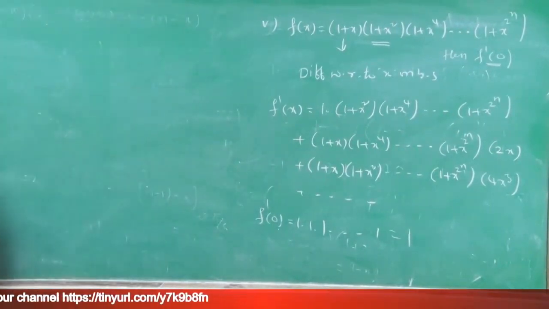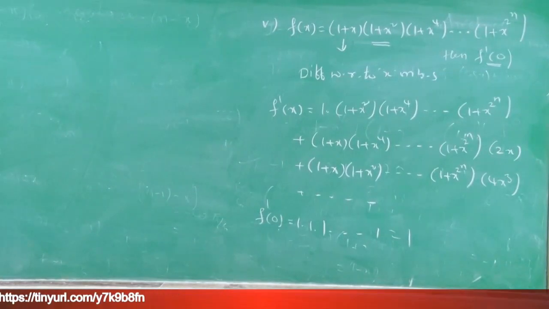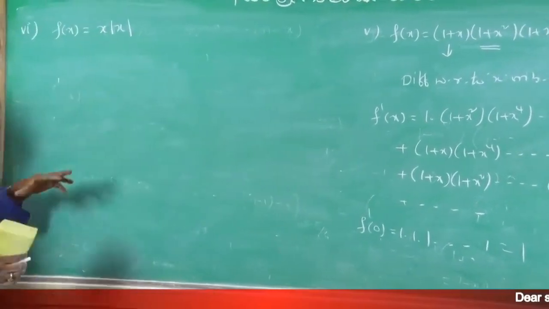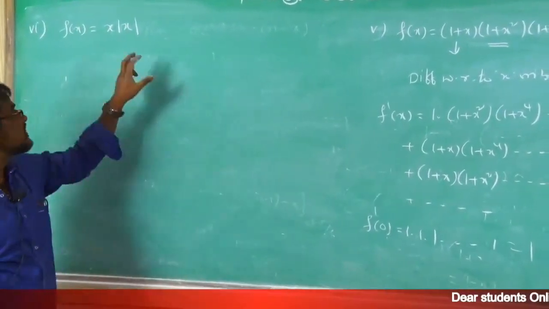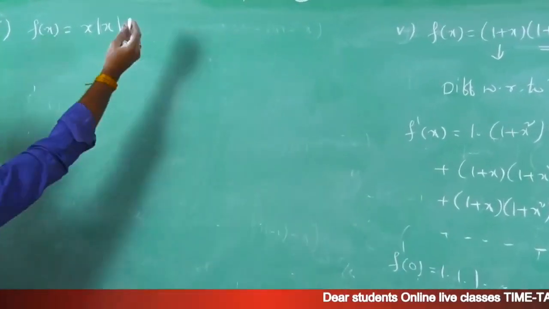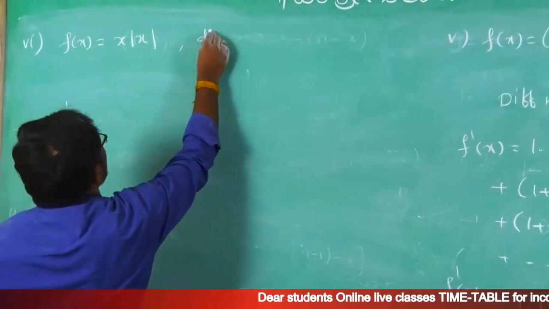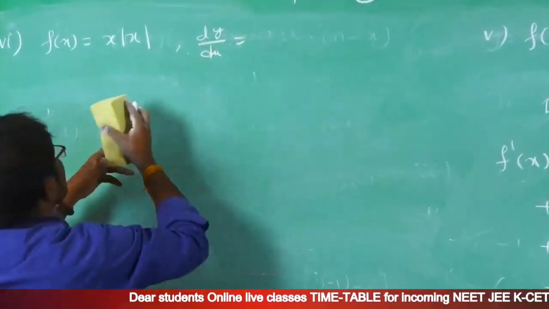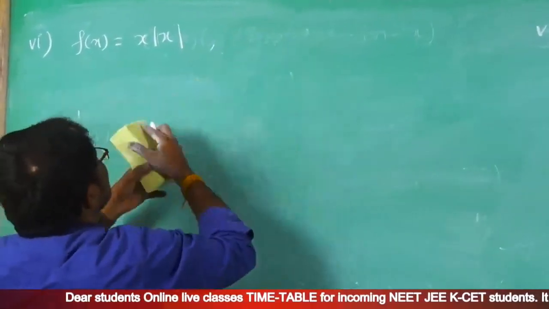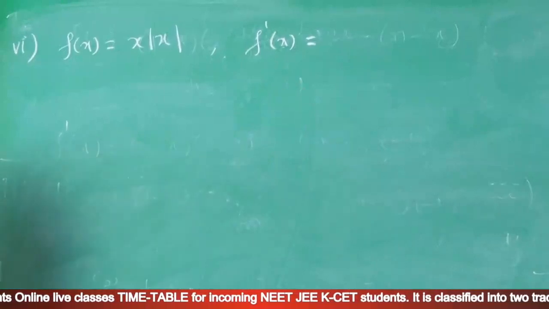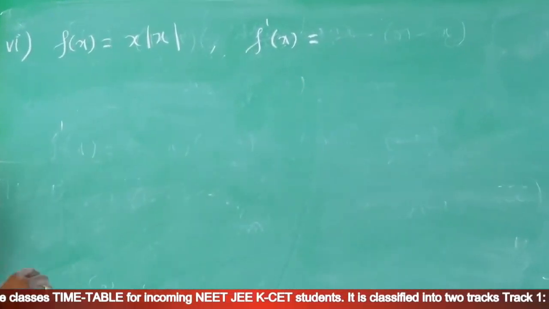And see this problem. Suppose they give f of x equal to x into mod x. This is also a product of two terms: one is x, and one more is mod x. Next, they ask dy by dx, otherwise, here you have written f of x, so they ask f dash of x. For that, first we have to simplify.